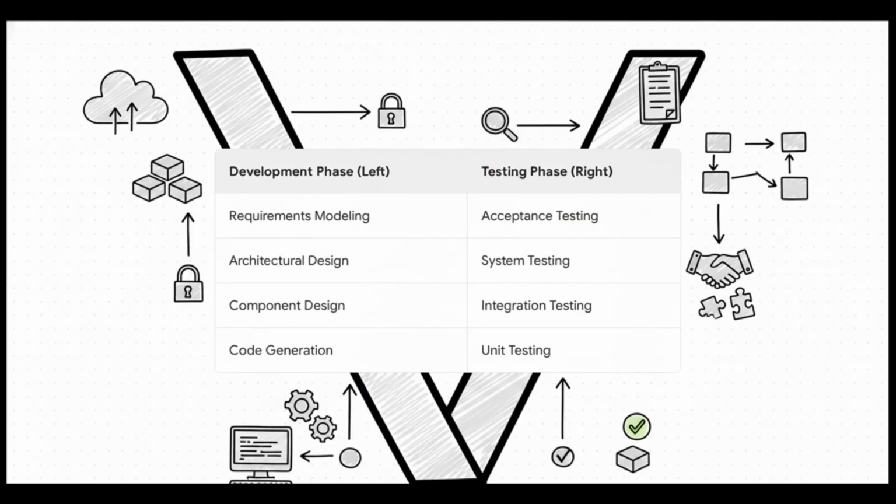And you can see the core idea right here. It's all about symmetry. As you move down the left side of the V, the development stuff, you're simultaneously planning the tests on the right side. So, for example, while you're gathering the requirements, you're also planning the final acceptance test to make sure what you build is what the customer actually asked for. When you're designing the architecture, you're planning the system test. It's this beautiful, parallel process all the way down.